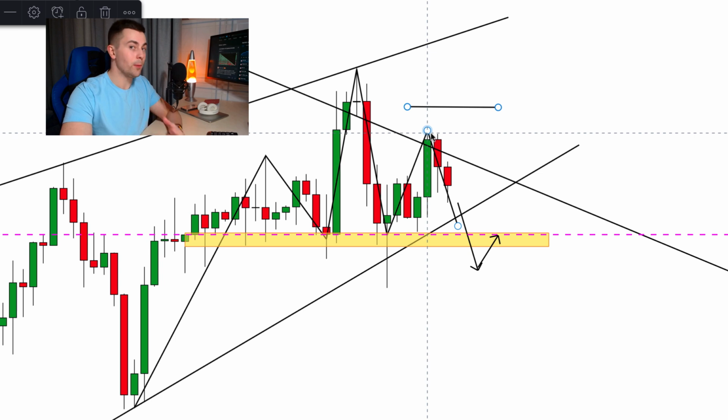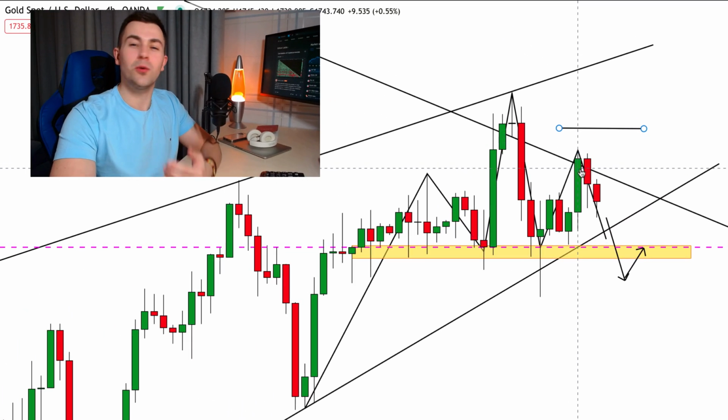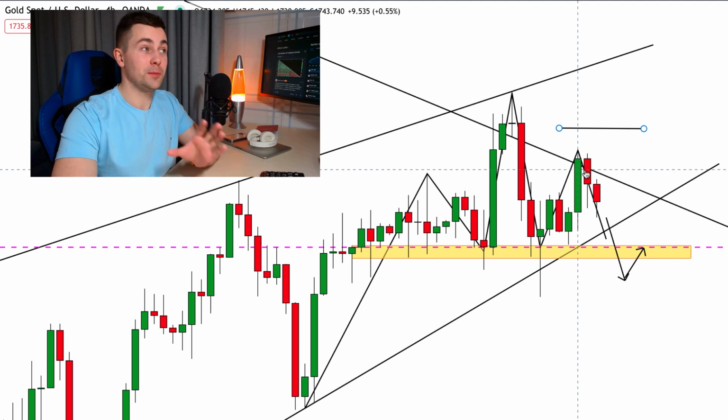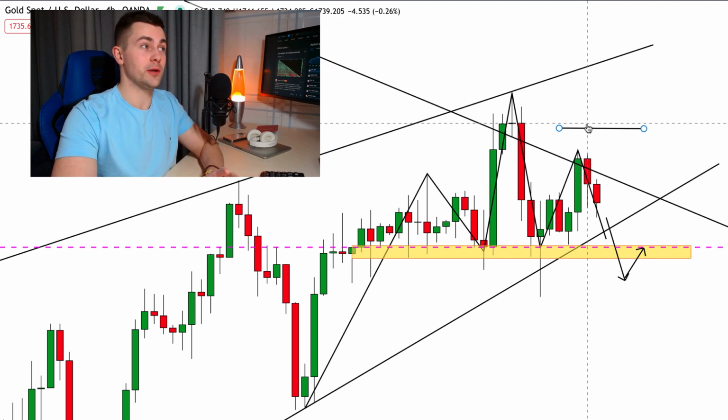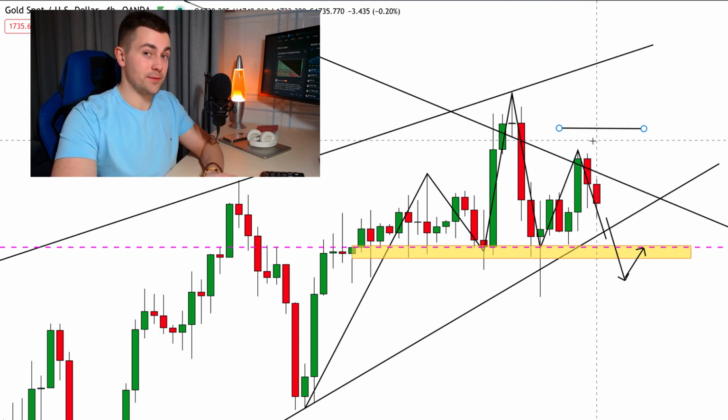Yes, because stop hunting on gold is crazy. Your stop must be safe. Yes, because you know how painful it is to be right in your predictions, but be stop hunted. So don't be greedy, and here is your safe stop.